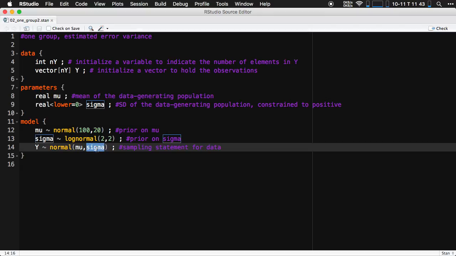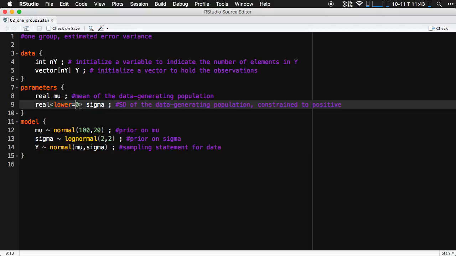Sigma, on the other hand, that's the standard deviation of the normal. So we know that that needs to be bounded by 0. You can't have negative variances or negative standard deviations. So that's what this little bit is on the definition of sigma.